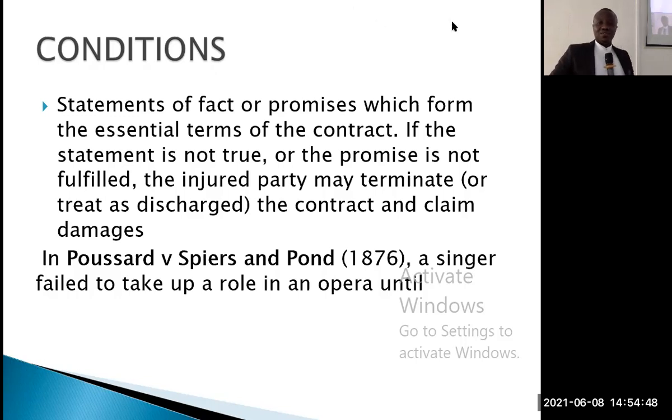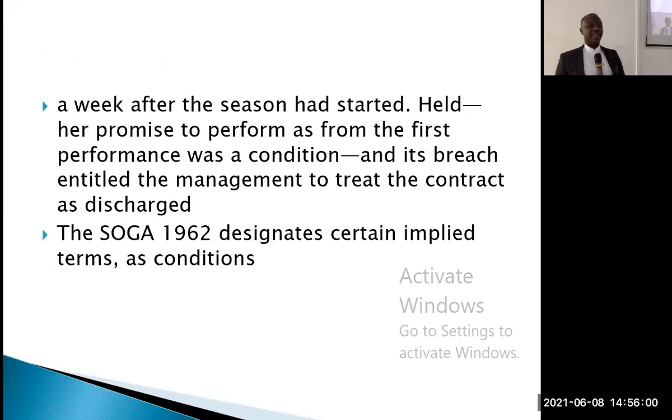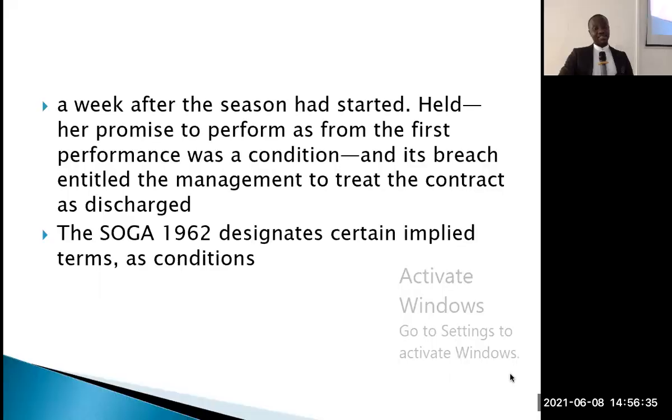Well, in Poussard v Spiers, a very old case, a singer failed to take up a role in opera until a week after the season had started. You remember opera, the concerts, you know, in those aspects of societal life. So we have a situation where a singer has been contracted to take part in performances in the theater. And it was required that she be available to perform for the entire period. So the singer was late by 1 week.